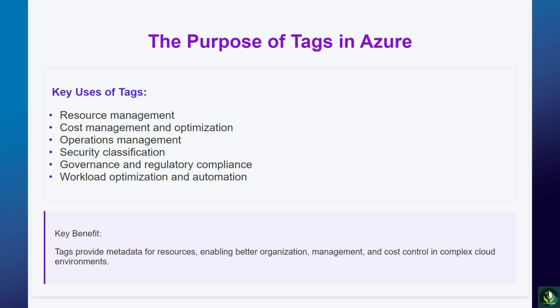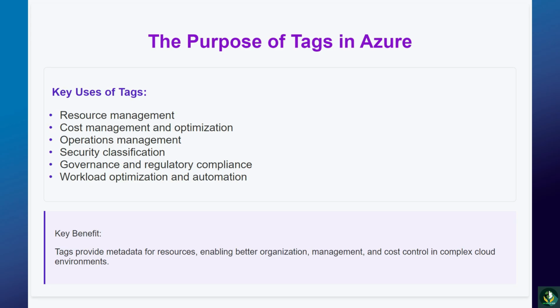Operations management. Tags allow you to group resources according to their criticality to your business operations. This categorization is crucial for formulating and managing service-level agreements, SLAs. For instance, you could tag resources as mission-critical, important, or non-critical to prioritize support and maintenance activities.